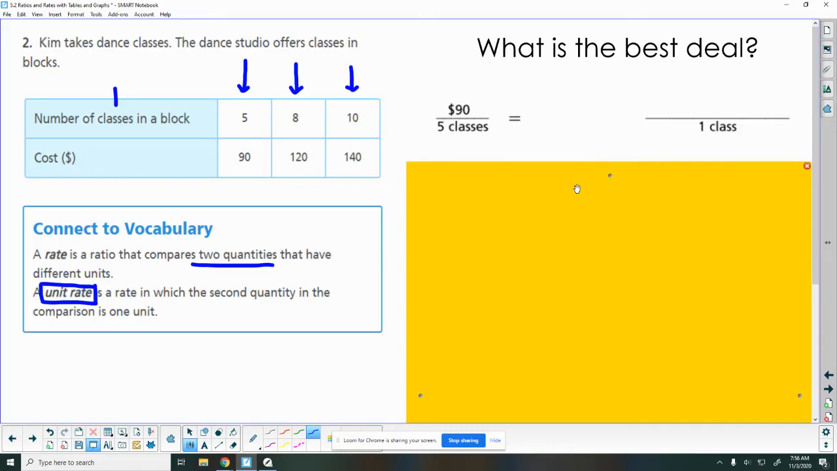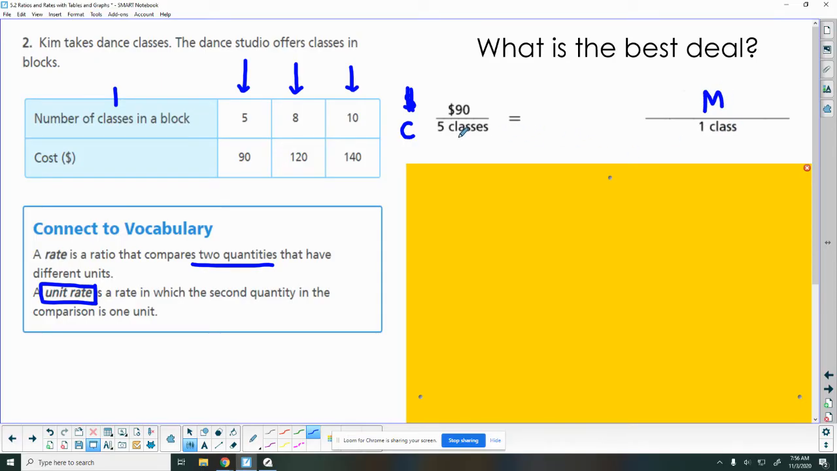So if I were trying to find out, I have $90 and I'm dividing that into 5 classes. And when I split it into 5, that's going to tell me how much one class cost. So I can make these proportions here and set these up. So notice my money is going to be on top and I'm dividing by C for classes. Money on top, classes on the bottom. So we're looking for the money when classes is on the bottom.